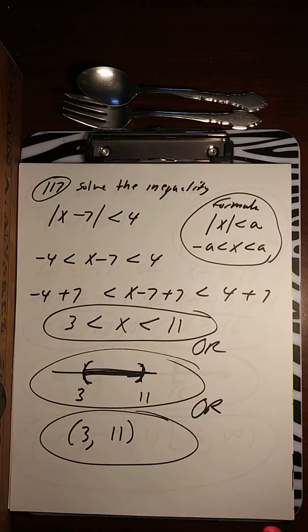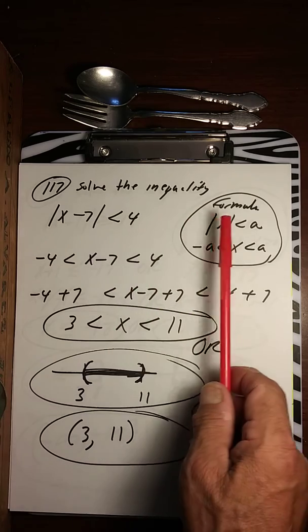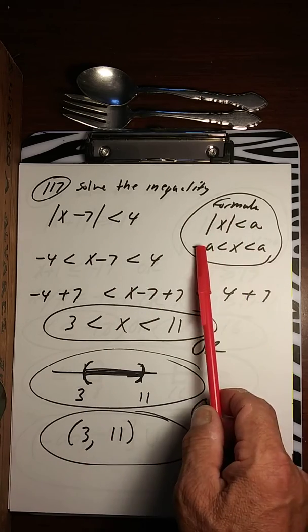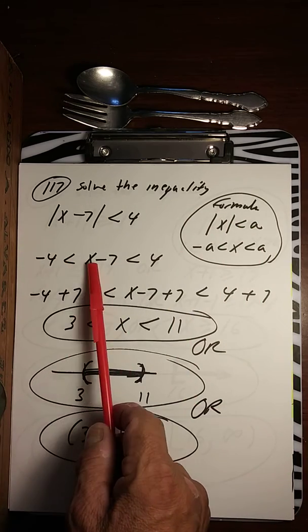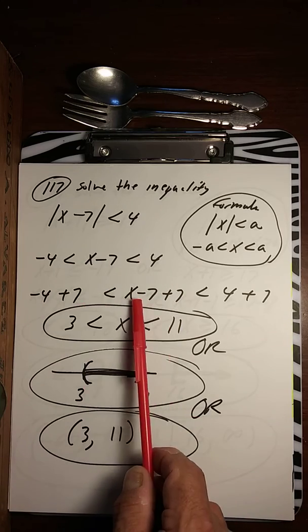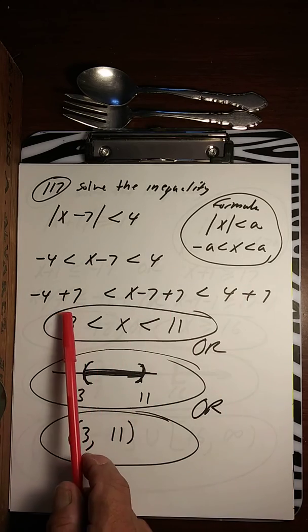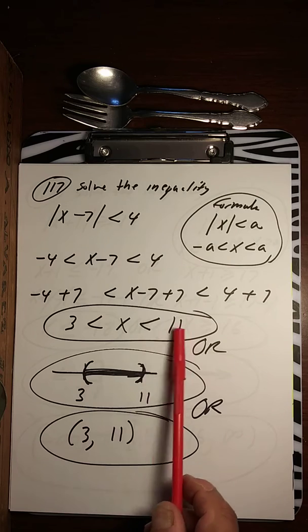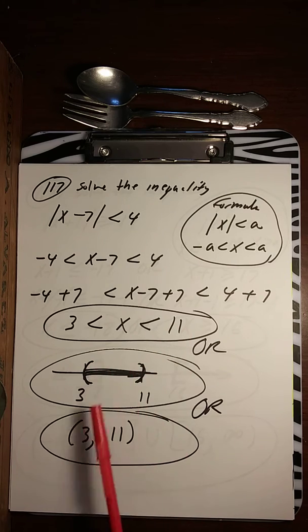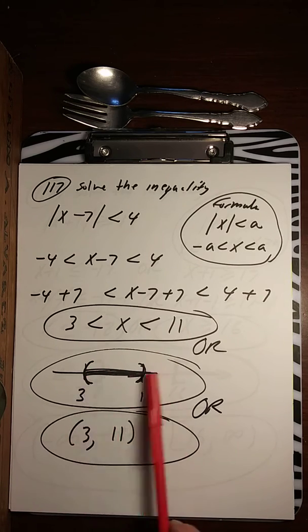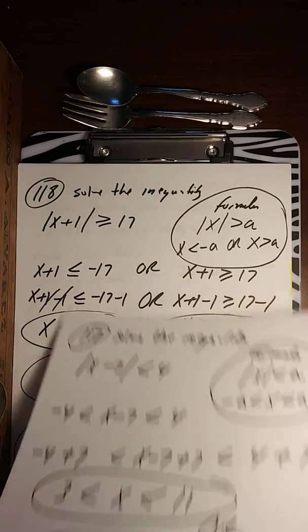That's all they are. The absolute value of x minus 7 less than 4. The absolute value of x less than a means between negative a and positive a. So this is between negative and positive. So add 7, add 7, add 7. So we have 3 less than x less than 11, or somewhere in between those numbers. Not including the 3 and 11, of course.